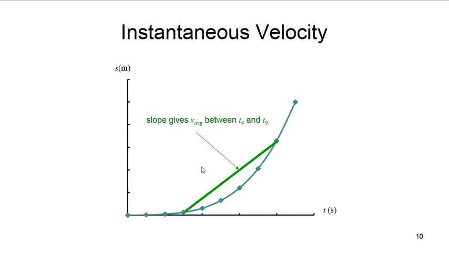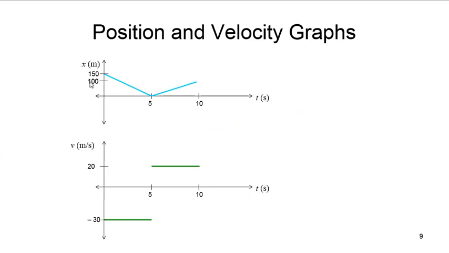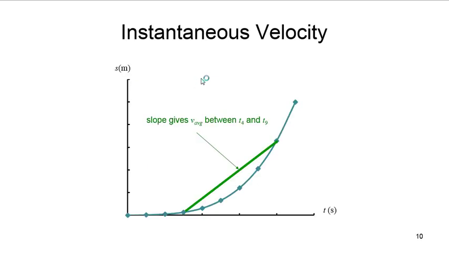Now, what if we're not dealing with uniform motion, right? This graph clearly has 2 periods of uniform motion here because it's a nice straight line. This is uniform motion here because it's a nice straight line. What if we had a graph that looked like this? Okay, this is my position graph.